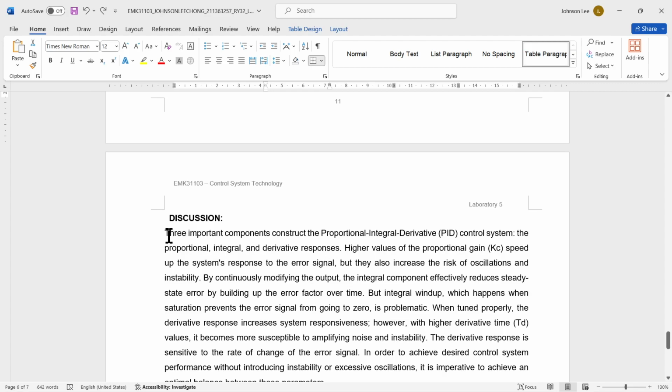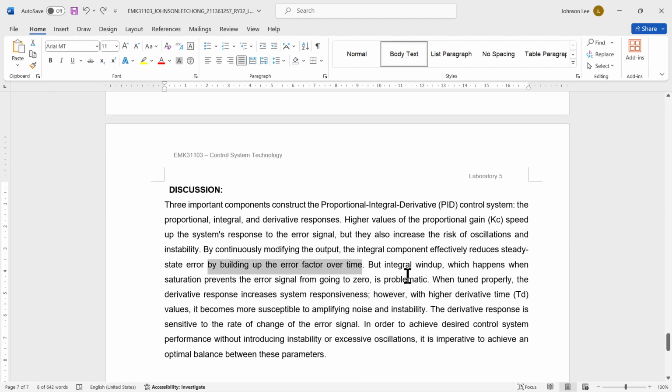Let's continue the discussion. The most important part for a PID control system to be functioning is to have the proportional, integral, and derivative response. Increasing the proportional gain Kc speeds up the system's response to the error signal, but also increases the risk of oscillation and instability. The integral component effectively reduces the steady state error by building up the error over time.